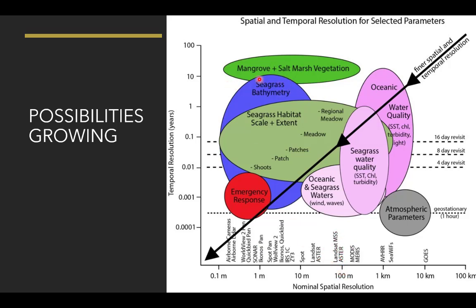When we are thinking of bathymetry, we can use data sets from 50 centimeters down to around 10 to 30 meters spatial resolution. Remember, on this axis we have the spatial resolution, and on this axis we have the temporal resolution. Depending on what we need, there are some tools. We may not necessarily have daily data, but if we have, for example, around a 16-day revisit time, we could use any of the sensors that have a 16-day, 8-day or 4-day revisit to monitor seagrass habitats, their scale and their extent.